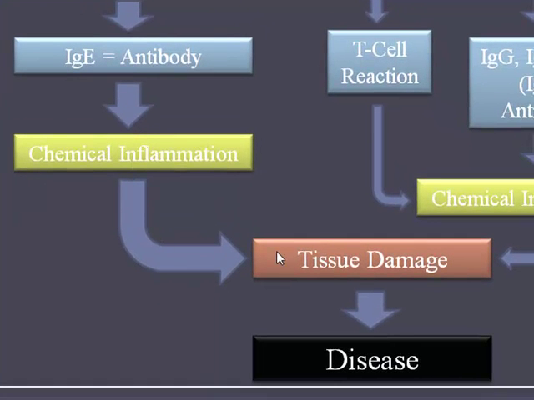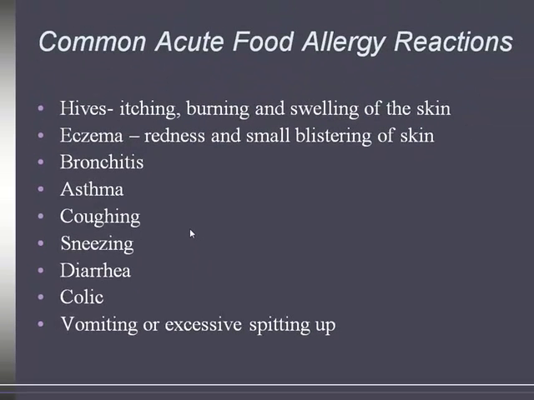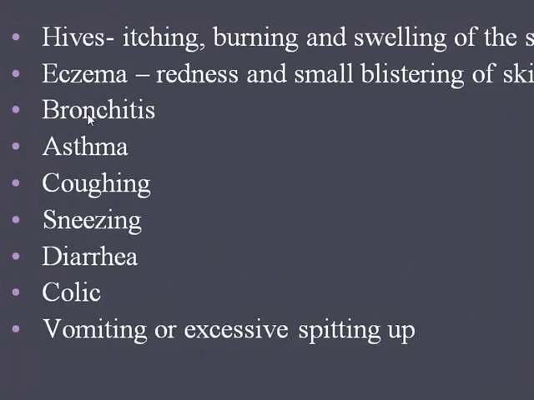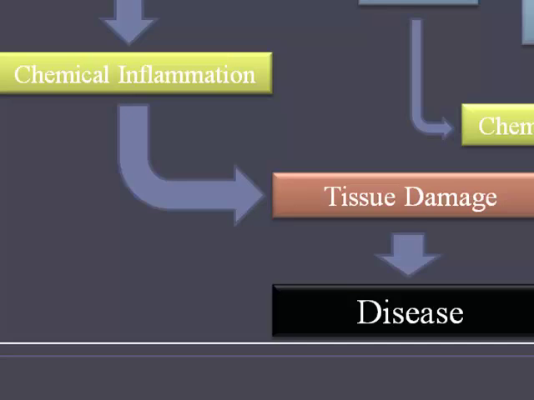And this antibody triggers the release of a number of different chemicals that create inflammation, and that inflammation can subsequently do tissue damage. Now, symptoms of an acute allergy are listed here. You can see hives, itching, burning, swelling of the skin, skin eczema, bronchitis, asthma, coughing, sneezing, diarrhea, colic, vomiting, excessive spitting up. So these are all the symptoms that tend to happen when someone has an acute allergy.